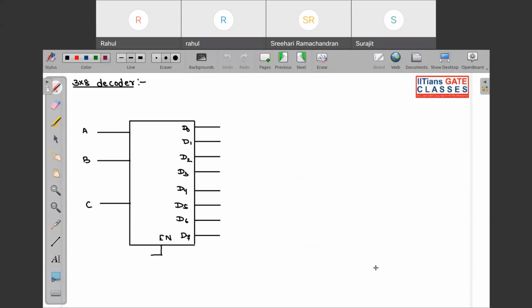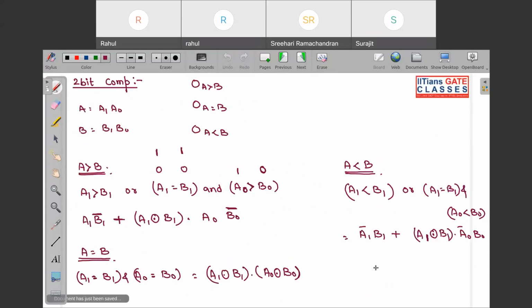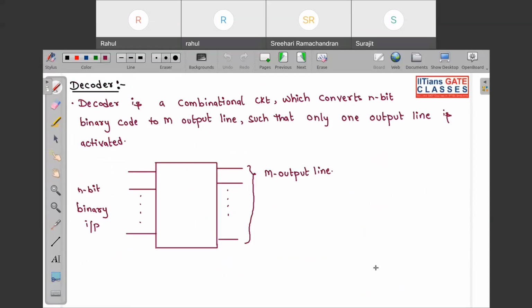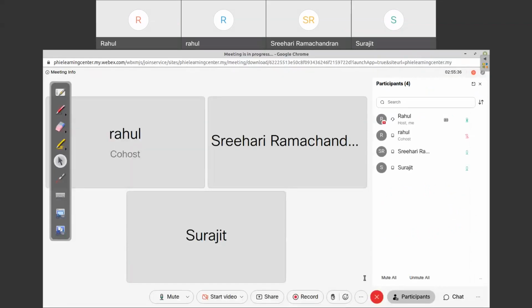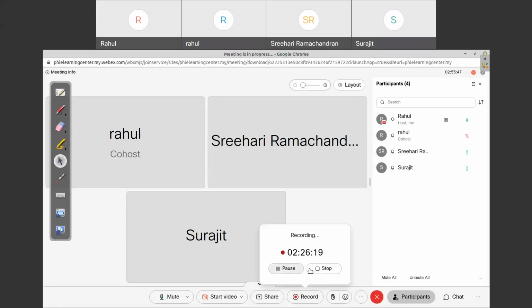So now the last topic that is left is decoder. It's already 8. Decoder will take a few minutes. So in the next class, we are going to see decoder and this chapter will be over. Then we will start with the most important thing, that is your sequential circuit. We will start with sequential circuit in the next class.